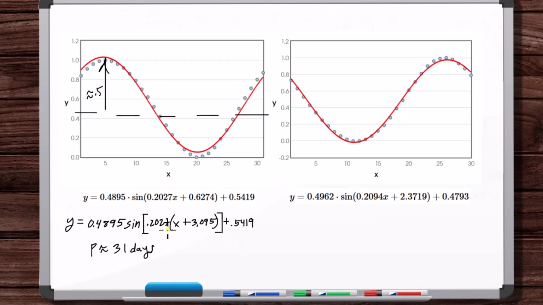Okay, and again, this factor here was to stretch the period from 2 pi to the period that worked for the data, about 31, from 2 pi to about 31.